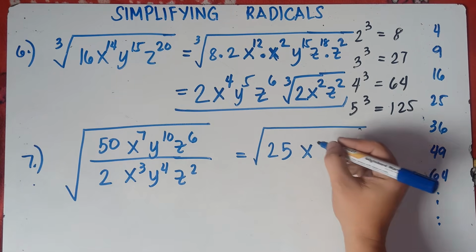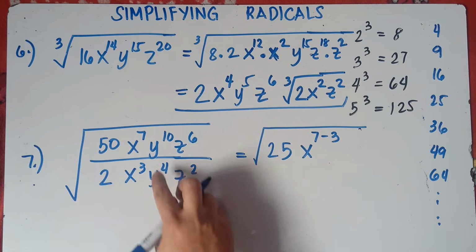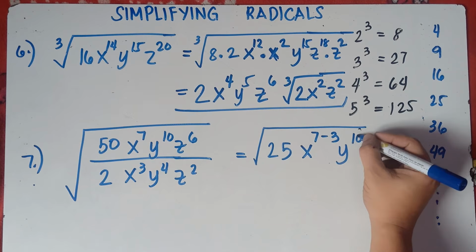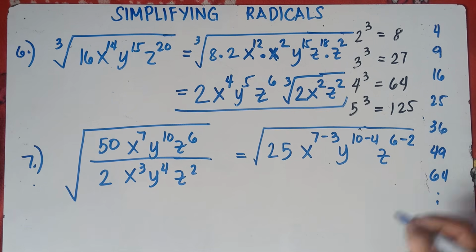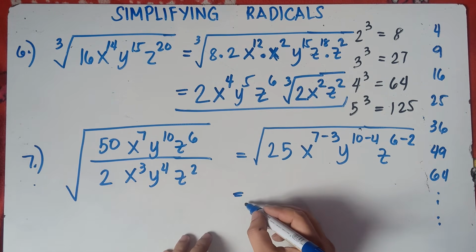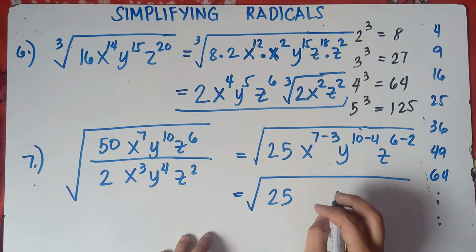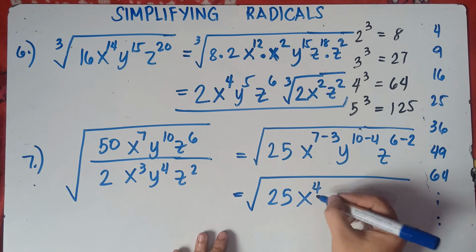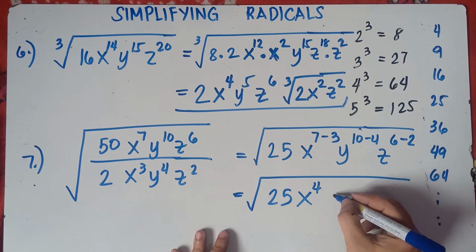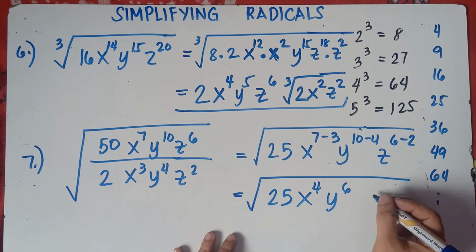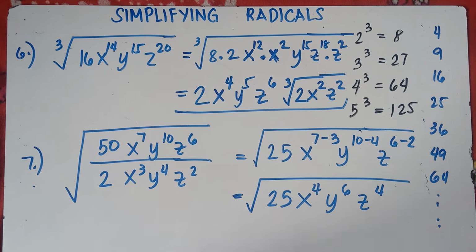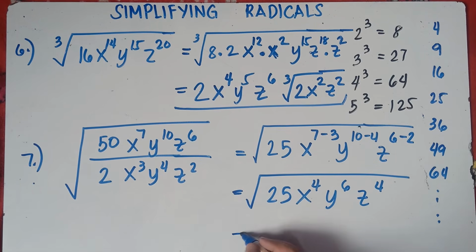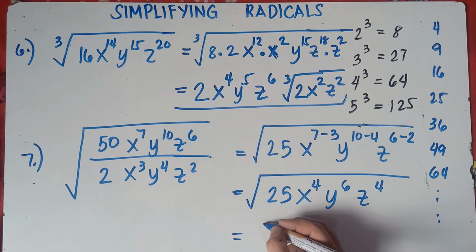So that would be x raised to the power of 7 minus 3. And for y raised to the power of 10 minus 4. And for z raised to the power of 6 minus 2. So this will be square root of 25, x raised to the power of 7 minus 3, that is 4, y raised to the power of 10 minus 4, that is 6, z raised to the power of 6 minus 2, that is z raised to the power of 4. Alright, and our final answer will be, what would be the square root of 25, class? Square root of 25, that is 5. You put it outside the radical symbol.